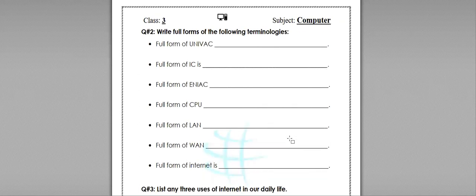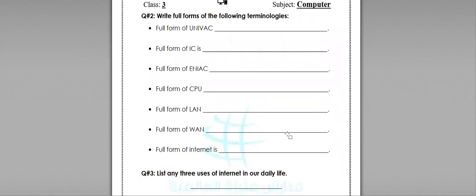Question number 2. Write full forms of the following terminologies. The word terminologies means the terms which we use in a short form. So the first we have UNIVAC. The full form of UNIVAC: from UNIV, it's universal. A stands for automatic and C stands for computer.